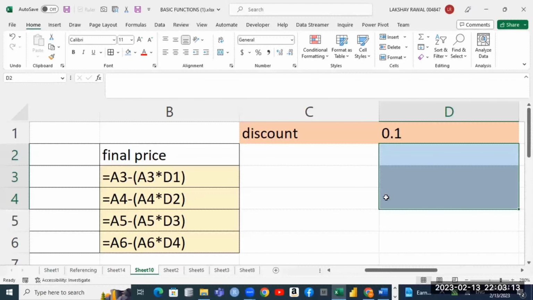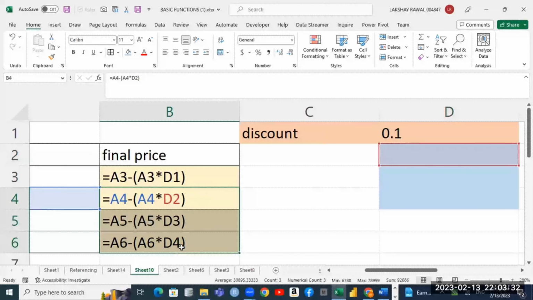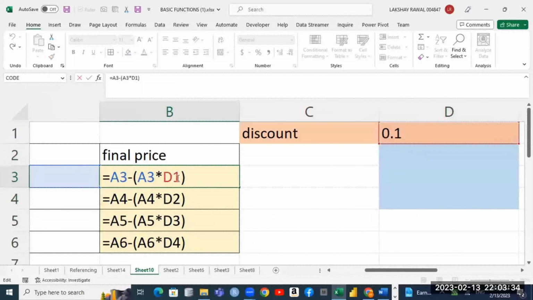So D2 instead of D1, not D2. You wrote D2 instead of D1, no ma'am? So use the correct formula. Actually, I want always D1. I don't want D2, D3, D4 to come like this. This is a wrong formula.